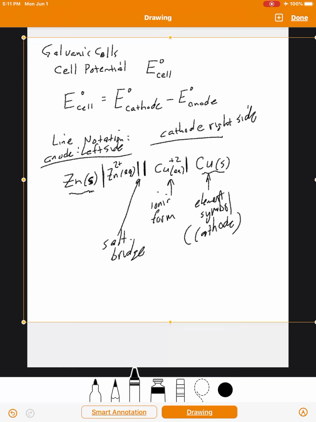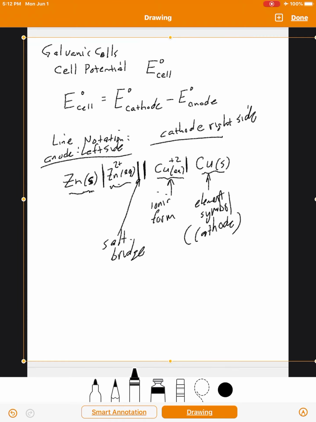Okay? Then to the inside, you put the ionic form of that metal, double line for salt bridge. You separate the solid from the aqueous with a vertical line. That vertical line, when we look at that, it has a meaning, a technical meaning. The vertical line means that there is a phase change, a state change. So what happens is we're claiming the salt bridge is in the middle.